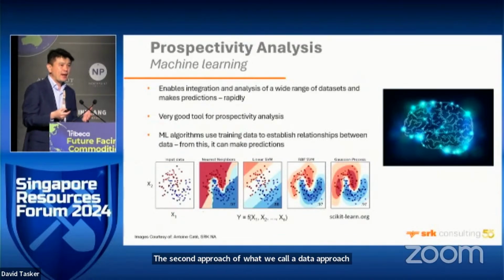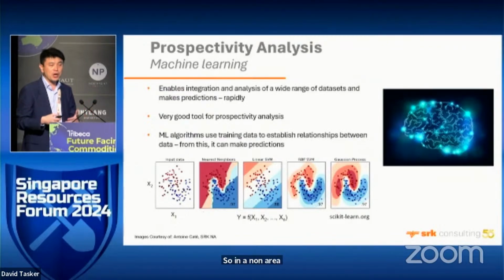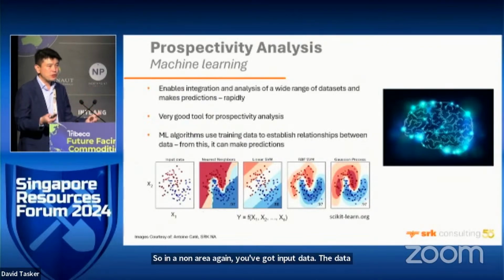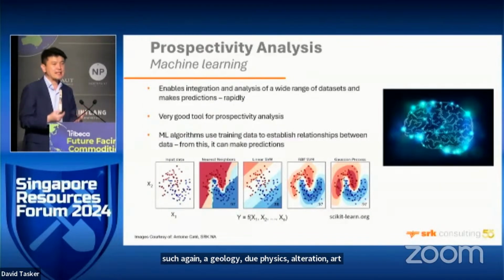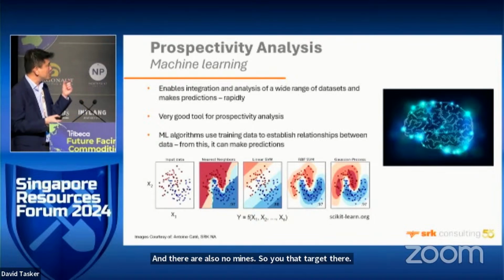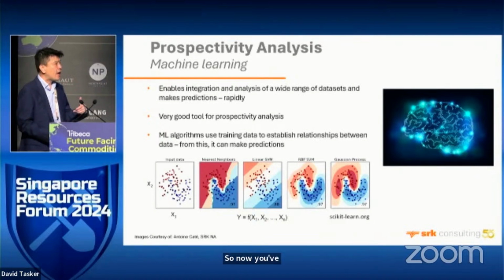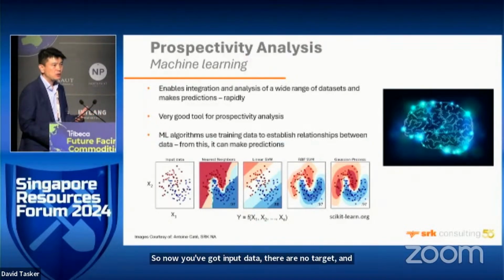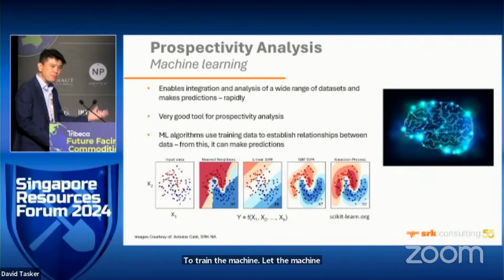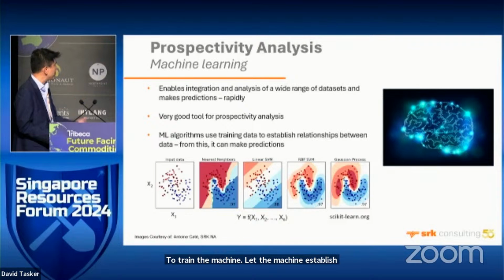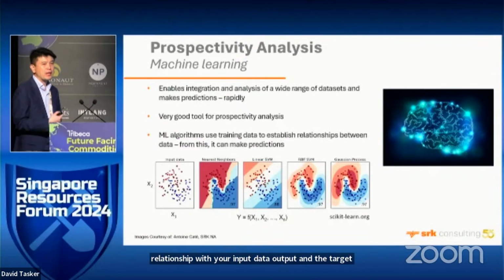So in a known area, again, you've got input data. The data are such as geology, geophysics, alteration. You've got input data, and there are also known mineralization, so there are targets there. Now you've got input data and known targets, and you use this data to train the machine. Let the machine establish a relationship between the input data and the output, the target. And of course, there are different algorithms you can use to try to establish the relationship.